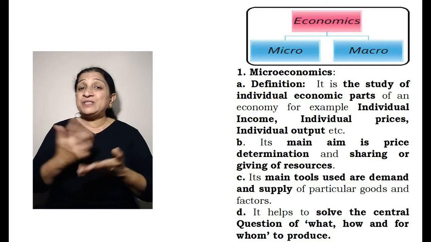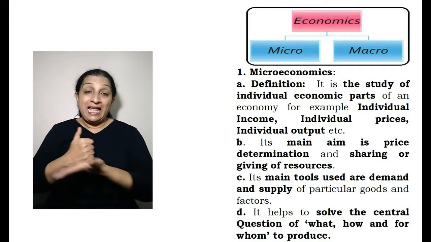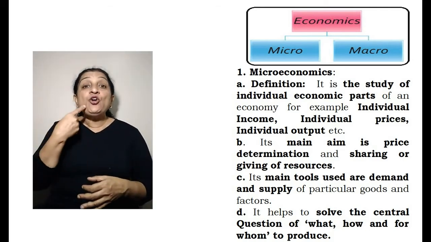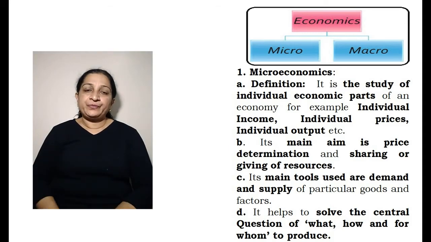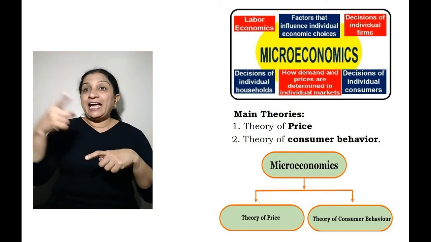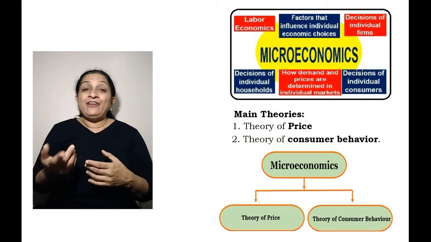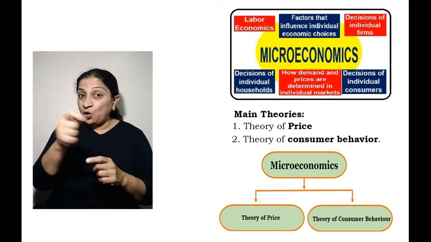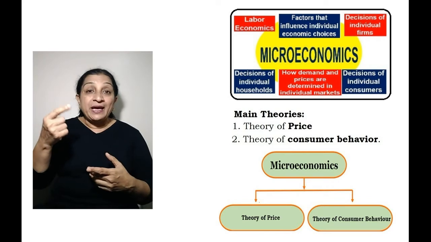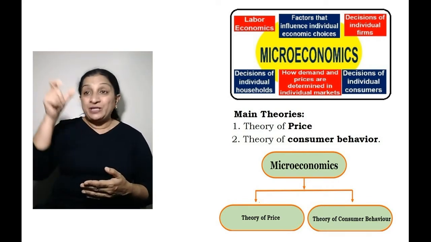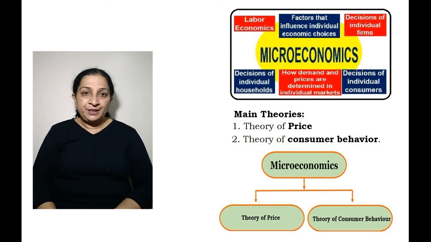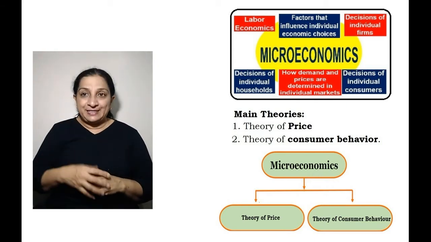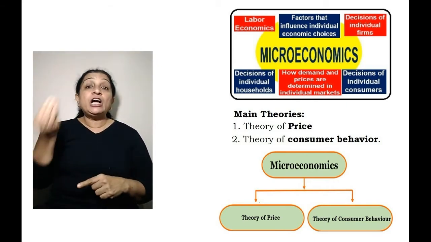Fourth, it helps to solve the central question of what, how, and for whom to produce. In this diagram, you will see you have labor, decisions, each house and their decisions, then price decisions, and consumers, individuals, what they like. Now the important theories are: one, the theory of price, and second, the theory of consumer behavior.